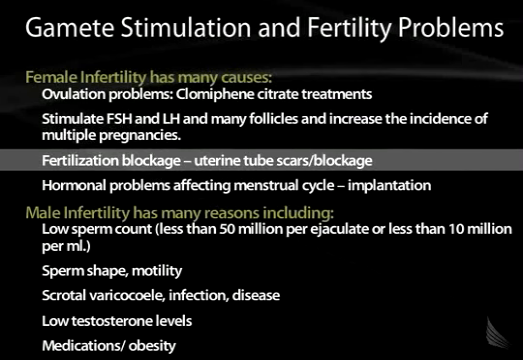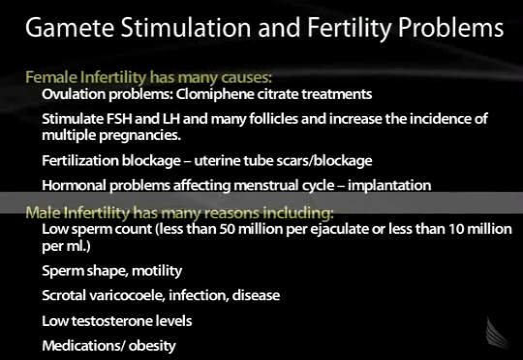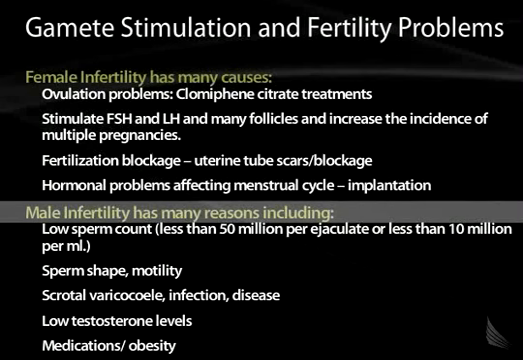Oftentimes, there's fertilization blockage that is a major component, and this can come from either blocked uterine tubes, scars from previous infections, or problems in the uterus itself. Or there can be hormonal problems that affect menstrual cycle and implantation phases by having either low levels of progesterone or the corpus luteum is not robust enough to maintain the pregnancy by stimulating the production and the preservation of the endometrium.